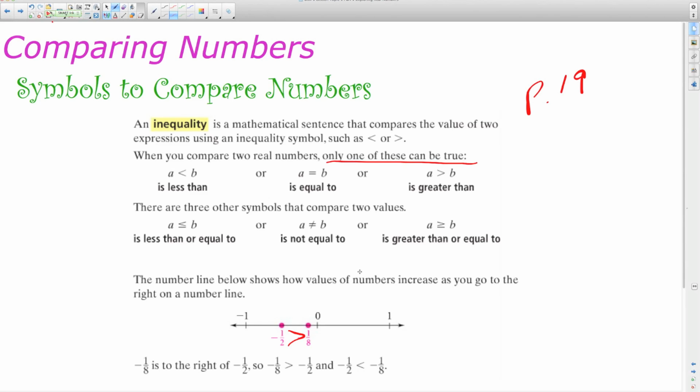This number line shows how the values of numbers increase as you go to the right on a number line. Starting at the left, going to the right, the numbers get bigger. -1 to +1, the numbers get bigger. Since -1/8 is to the right of -1/2, -1/8 is greater than -1/2, and -1/2 is less than -1/8. Also, we could say that -1 is less than -1/8, or we could say -1/8 is less than 0. It works. The symbol you use depends on the order of the numbers.